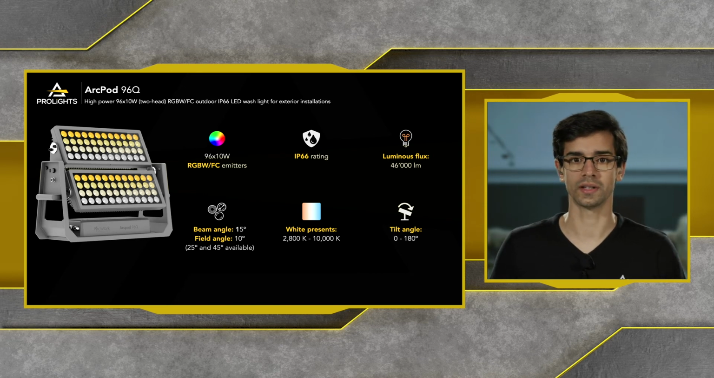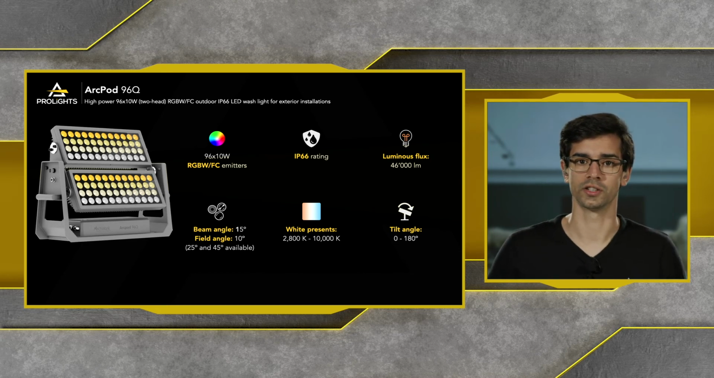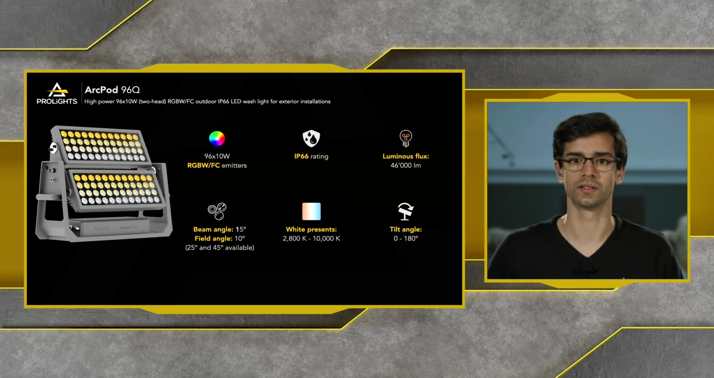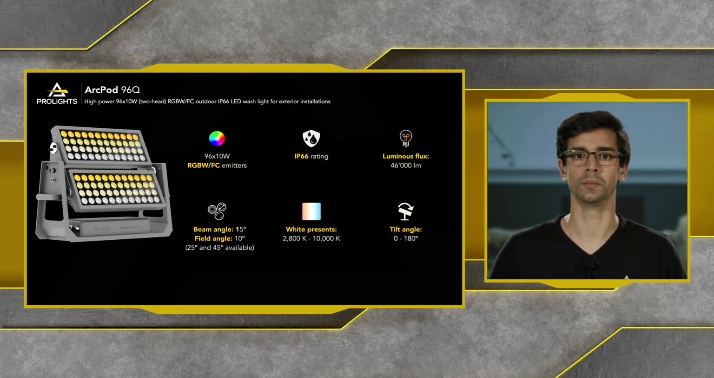We've got the same white presets, from 2800 Kelvin to 10,000 Kelvin. Again, this is very useful if we're doing a retrofit and upgrade from older installations where we have older incandescent units. We can quickly replace those and install these units, and then use the new technology to light up the buildings and be more energy efficient as well.